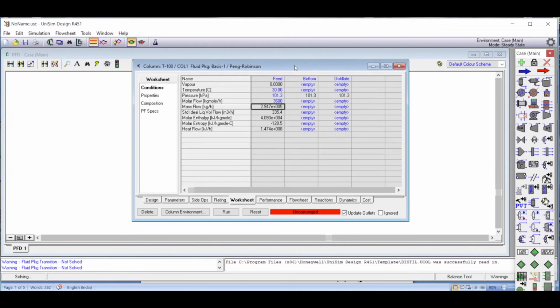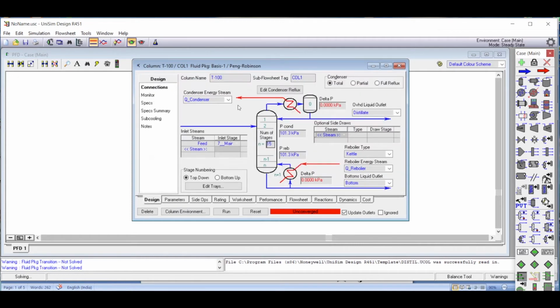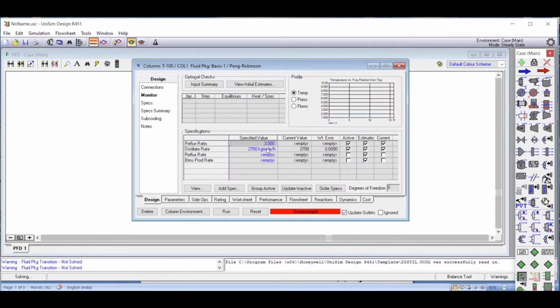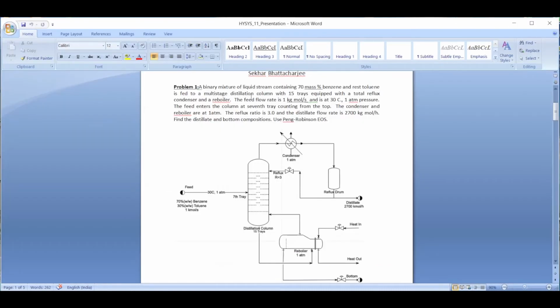Just to check, you can go onto the design, and you can see all the parameters have been defined as given in the problem. So this is my feed, this is the 7th tray, and this is the 15 number of trays. If you want to check the monitor, this is the monitor tab here. You can see the reflux ratio has been defined as 3 and the distillate flow is 2700. So we have given all the data which are required in this particular problem.